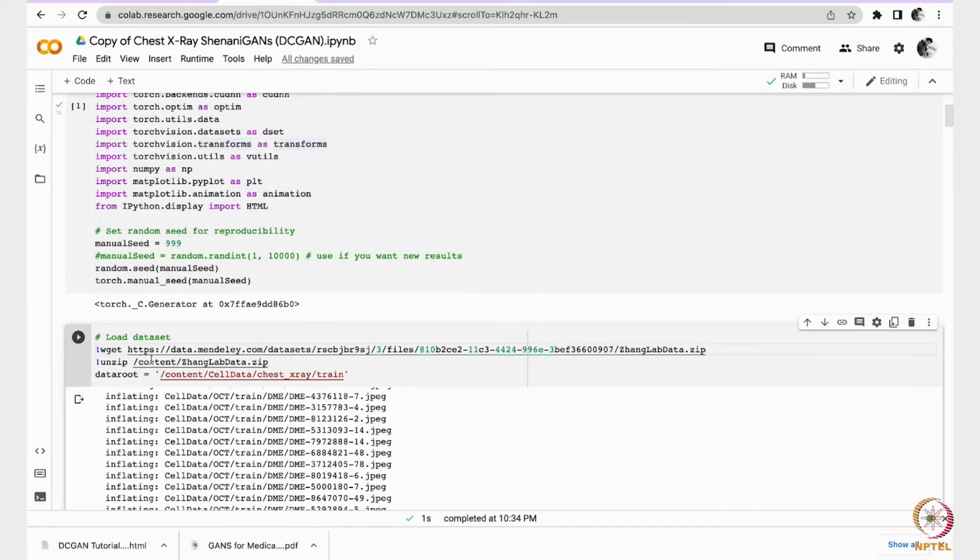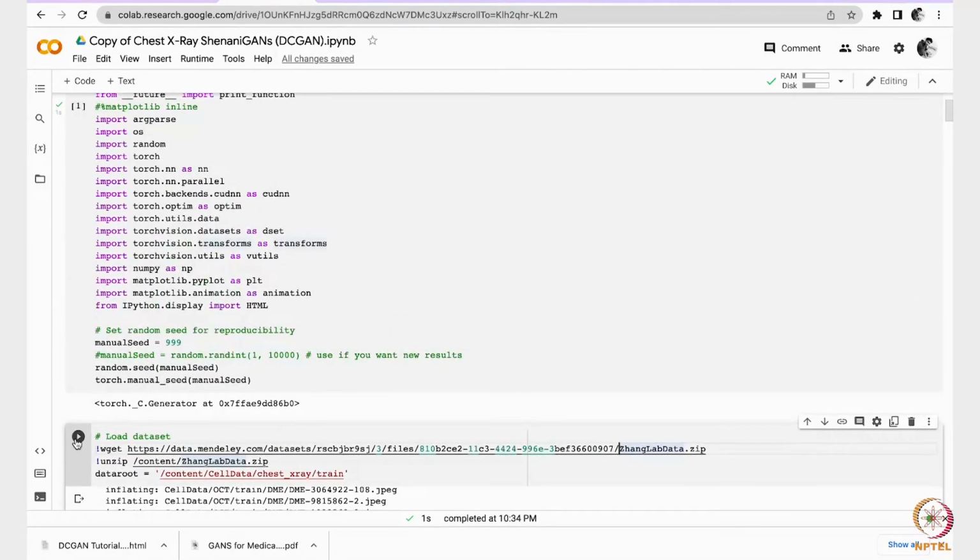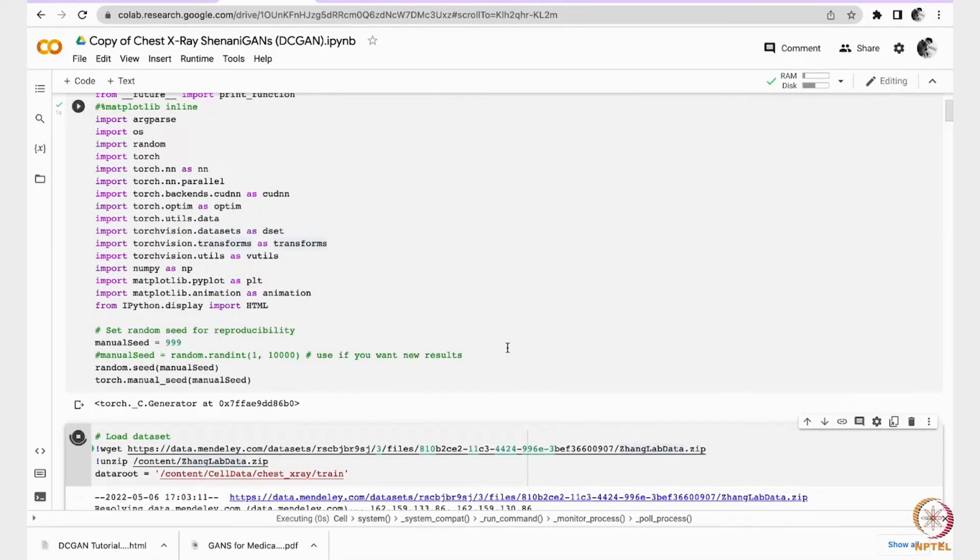If you observe clearly, from this link they are downloading the data. That zip data has been unzipped here. See here, this file containing the dataset has been downloaded as a zip file. That zip file has been extracted. Later on, we are going to keep the data root value. Okay, see how it goes. Let us download the dataset. It takes some time.